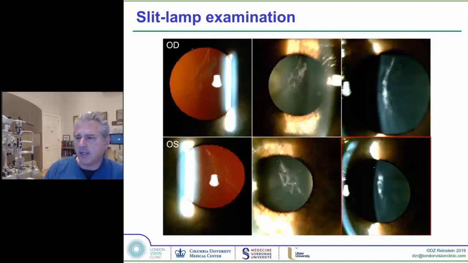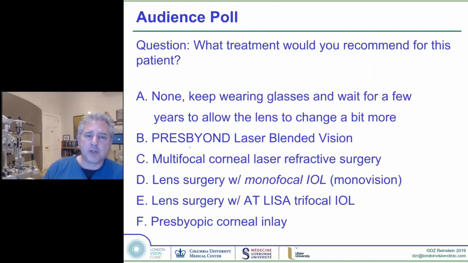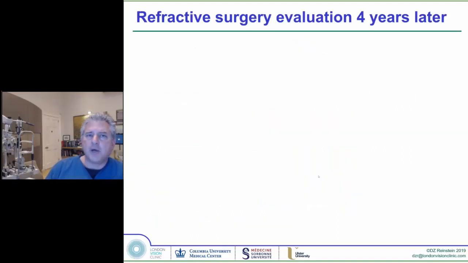There's no point in attacking the cornea at this point. He needed cataract surgery. So what did he have? He had an OSI that was raised, and so the question here, stop photographic thing, what would people offer him? What would people offer him? And most surgeons in the world do lens surgery with monofocal, with monovision.